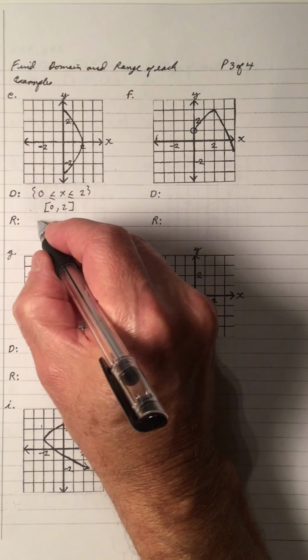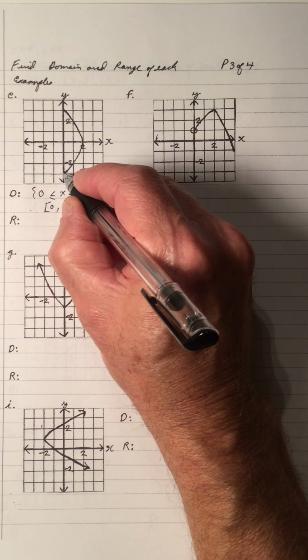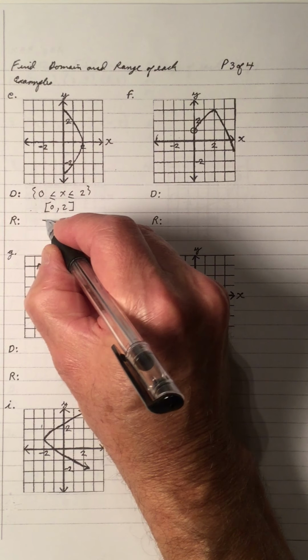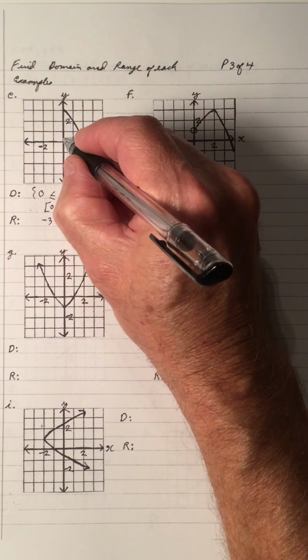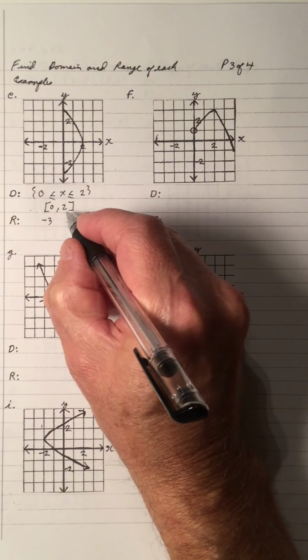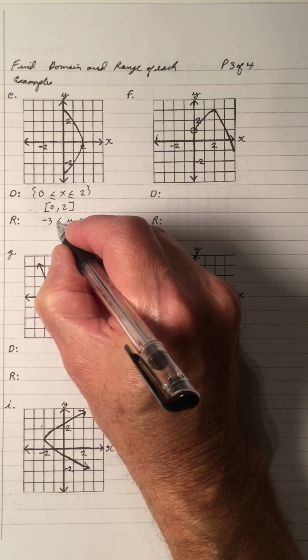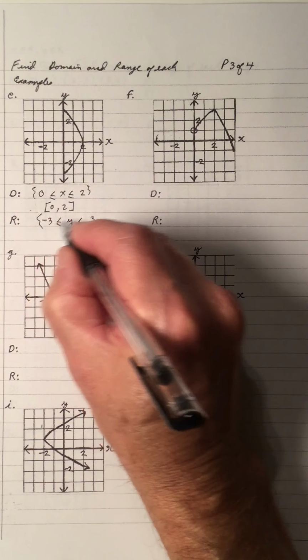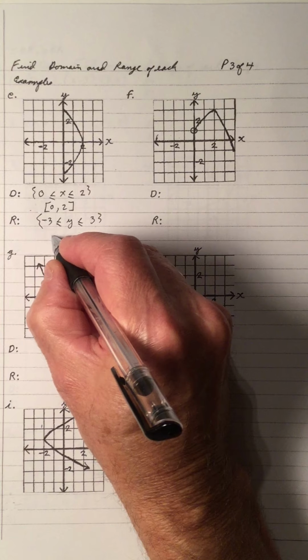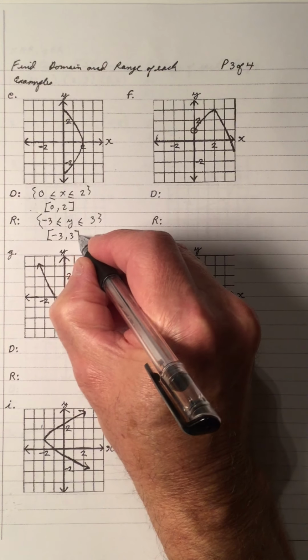The range is the y's, and the y's in this graph go from -3 up to 3. And the range is the y's, so less than, and they're included, so it's an equal sign. And so -3 to 3 with square brackets because they're equal.